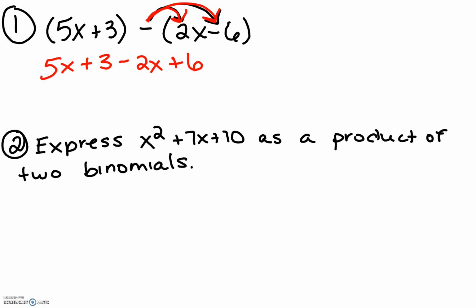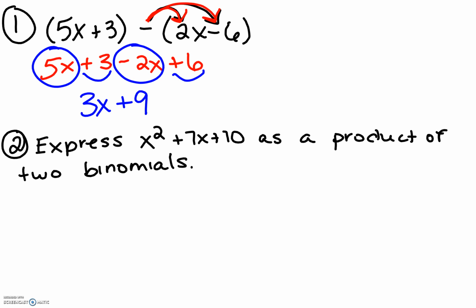From here, all we're doing is combining like terms. 5x and a negative 2x together becomes a positive 3x. And a positive 3 and a positive 6 is a positive 9. That's our final answer. We can't combine 3x and 9 because they are not like terms.